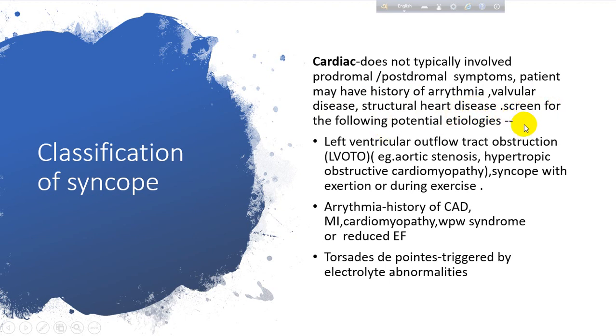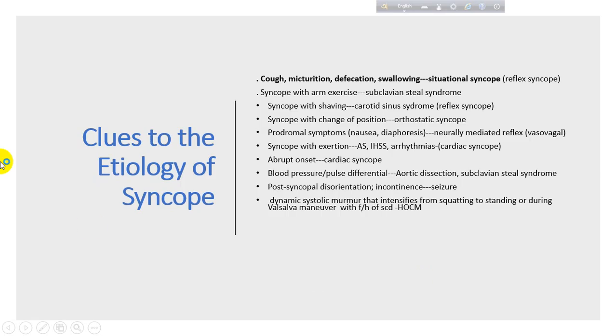Look for the following potential etiologies: left ventricular outflow tract obstruction, such as aortic stenosis, hypertrophic obstructive cardiomyopathy, syncope with exertion or during exercise. And arrhythmia should be ruled out: history of CAD, MI, cardiomyopathy, WPW symptom or reduced EF. Torsades de pointes should be ruled out, triggered by electrolyte imbalance.